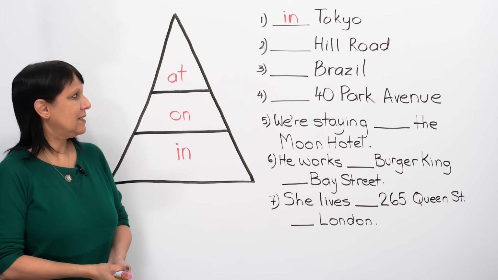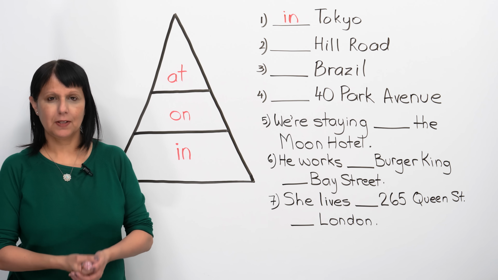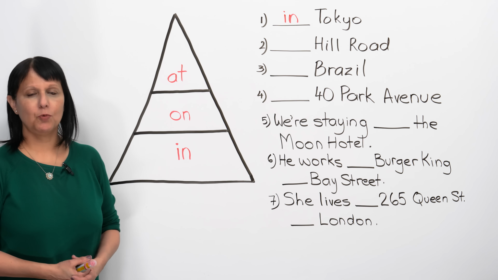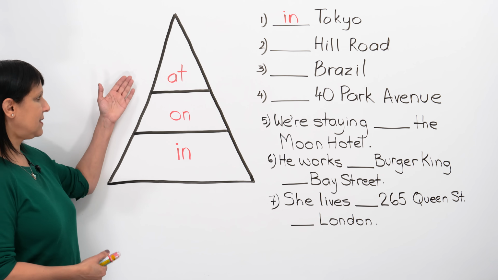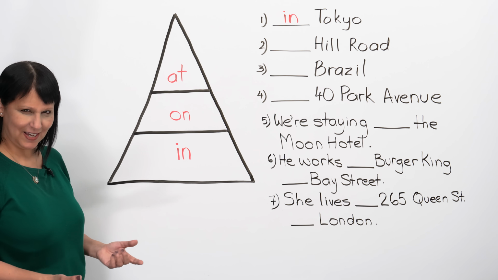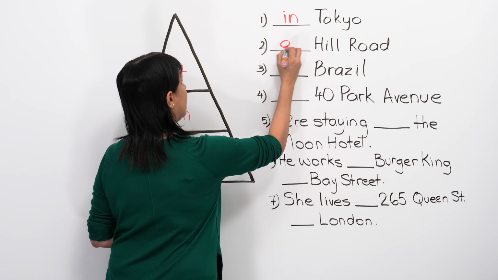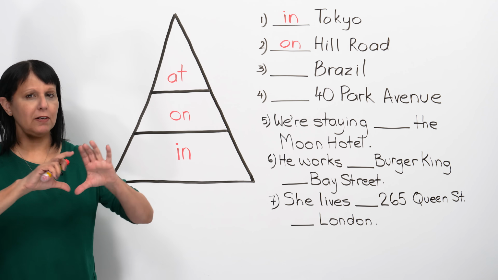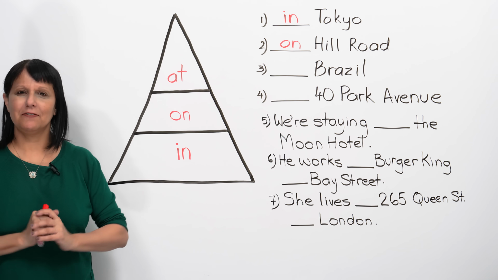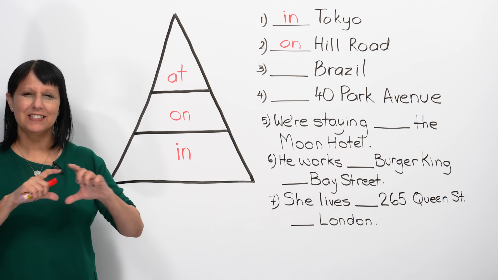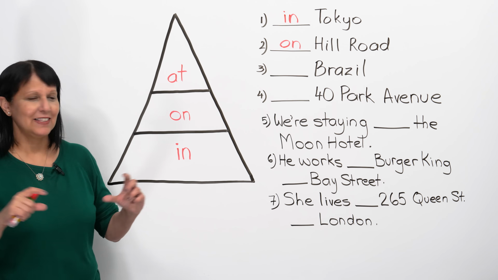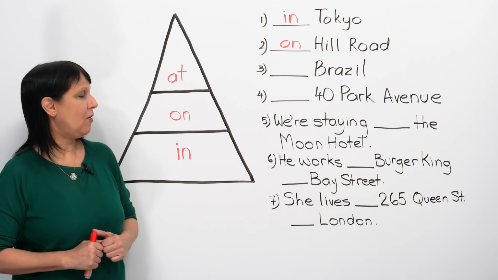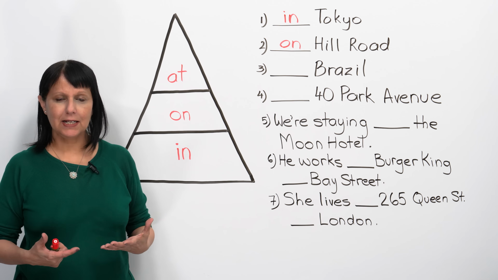All right? Next. Hill Road. Blank Hill Road. I live blank Hill Road. What would you say there? Which of these? Okay, good. I live on Hill Road. Okay, so we said at is the specific one, on is for things like also the horizontal kind of places like roads and streets and rivers. Okay, the places like that, the floor that you live on. Okay, we say on Hill Road. Number 3, blank Brazil.